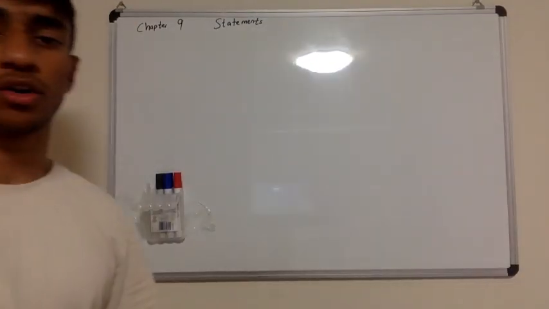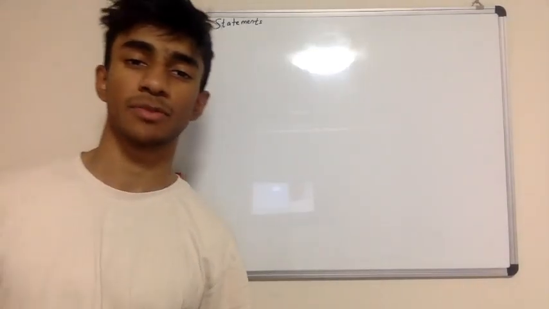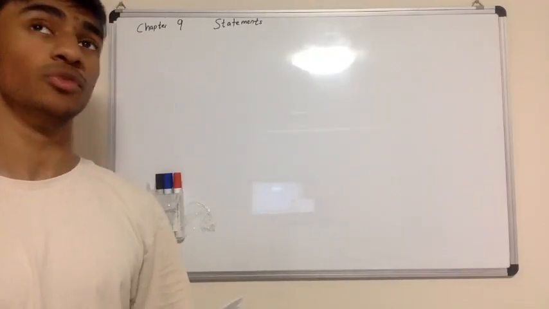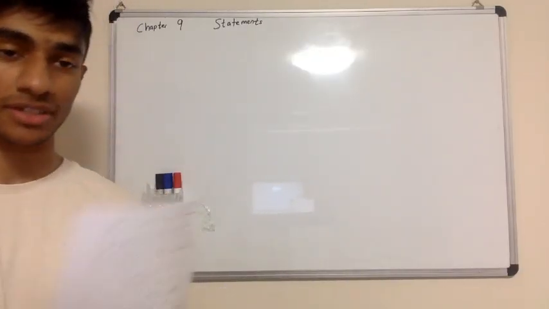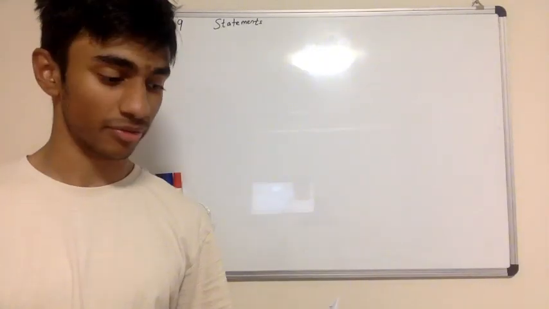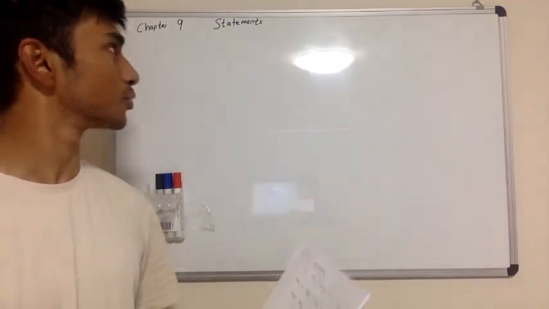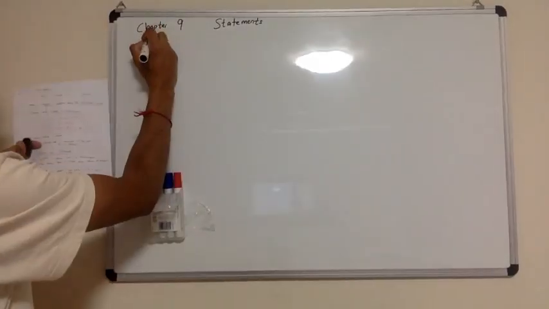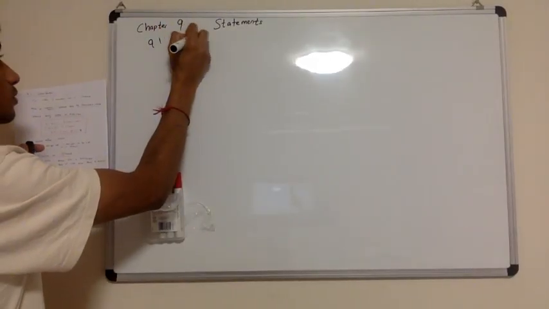Welcome to Chapter 9 of The C++ Programming Language by Bjarne Stroustrup. Chapter 9 is on statements. So we're moving on from the different types from our Venn diagram. We're taking a break from that, and we're starting to look at something that's also quite fundamental, which is statements. So beginning with 9.1, the introduction.